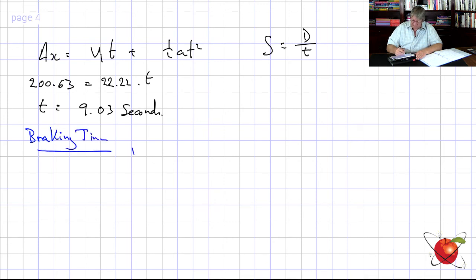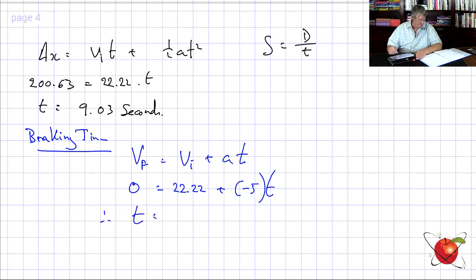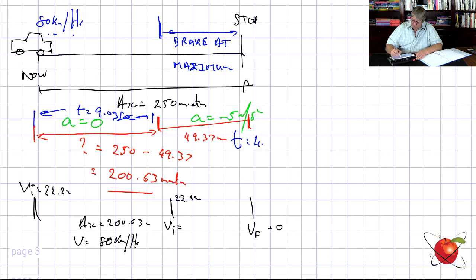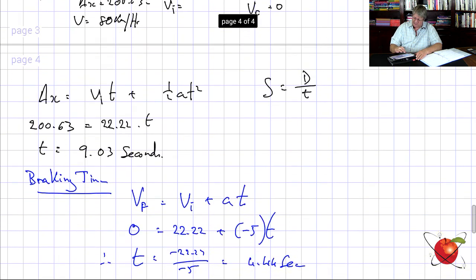Okay. Once again, V final is equal to V initial plus AT. And we say V final is 0, V initial is 22.22, plus minus 5T. Therefore, T comes out to be, in this case, minus 22.22 over minus 5, which is equal to 4.44 seconds. Right? So let's go back to our drawing. 4.44 seconds. So how long did the whole escapade take us?